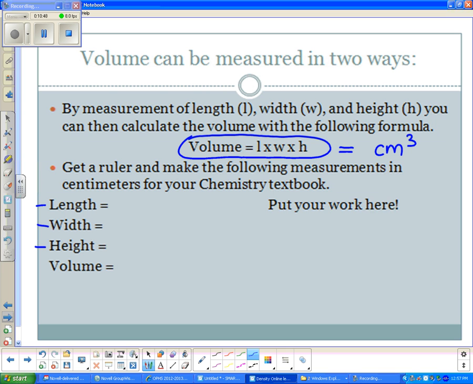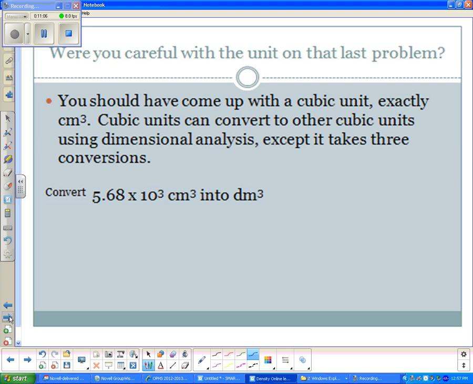This is one way. This is for when you have an object of known shape, like a cylinder. This would work for a sphere, a cube. We have lots of different volume formulas. You just have to get the right one. Now, what do we do with the units on that last problem? Because you have to be careful. Did you get that cubic unit?